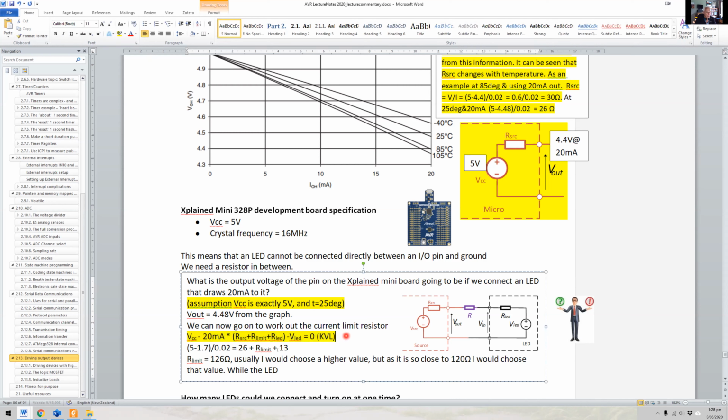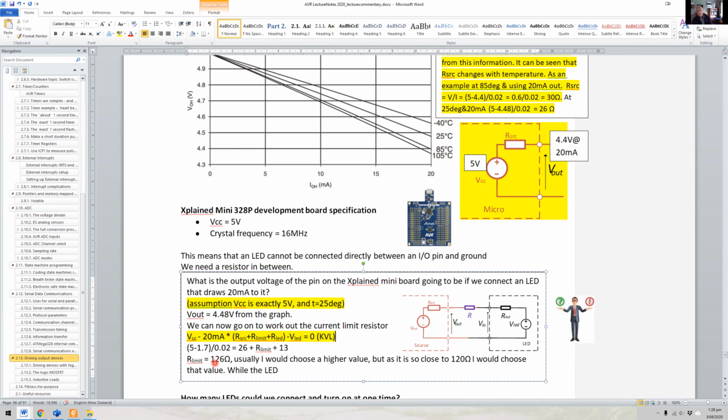That's our KVL. Now, just reorganizing that, we end up with this particular rearrangement. We end up with R limit, which is what we're trying to work out, of 126 ohms. Now, there's no such thing as a 126 ohm resistor in normal practice. You could probably buy them, but what you standardly buy is E24 series or E12 series, where you've got 120 ohms. Now, if I make this 120 ohms, that means that the current's going to be slightly more than 20 milliamps. And that's not too bad, because our LED is fine with that, our microcontroller is fine with that, so we can get away with a 120 ohm resistor.